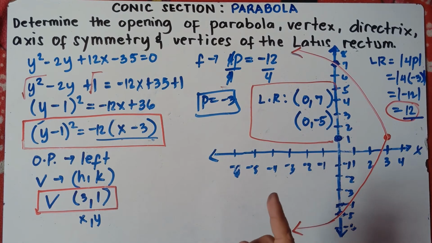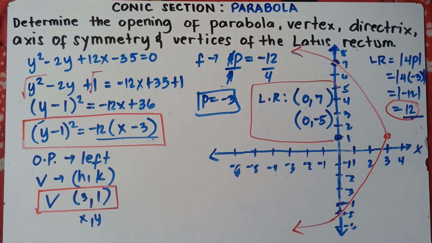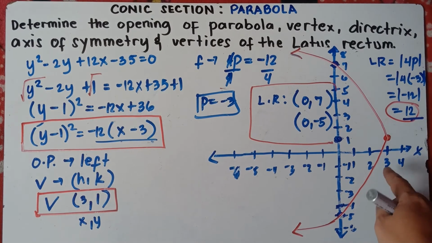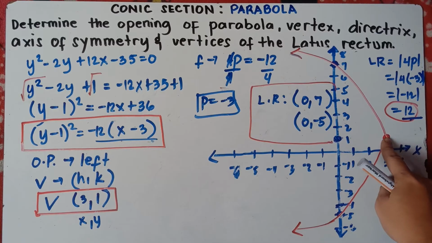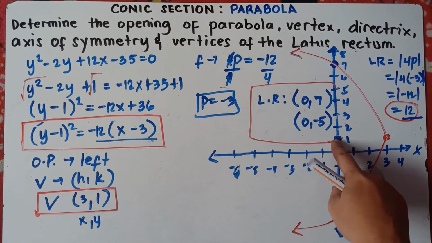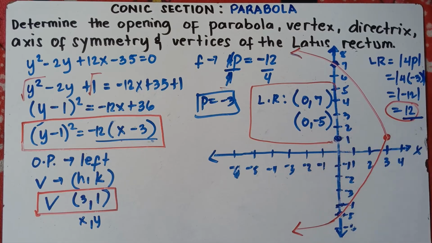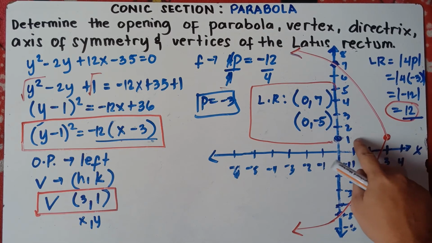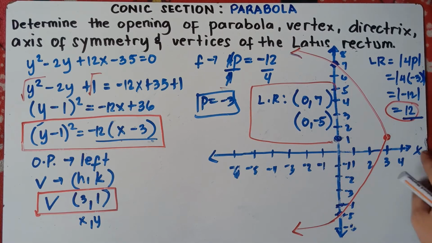Next, we have the directrix. Now the directrix, class, if you move 3 units starting from the vertex, 1, 2, 3, to get the directrix, you move 3 units in the opposite direction. You move 3 units to the right.